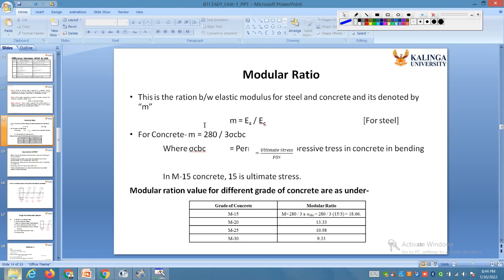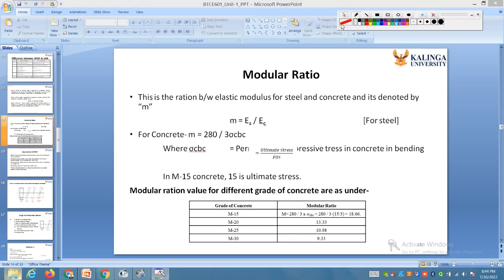Important concept: in Indian Standard Code of Practice IS 456:2000, you will find this term modular ratio. Modular ratio is abbreviated by m, and it is the ratio of modulus of elasticity of steel to concrete. Here I have abbreviated as Es upon Ec. Ratio of modulus of elasticity of steel to the modulus of elasticity of concrete, we call it as modular ratio.